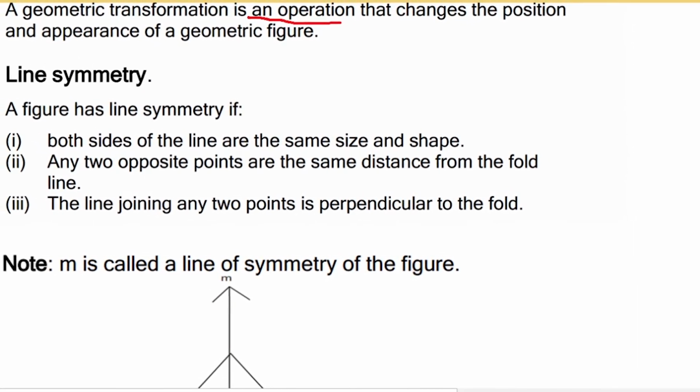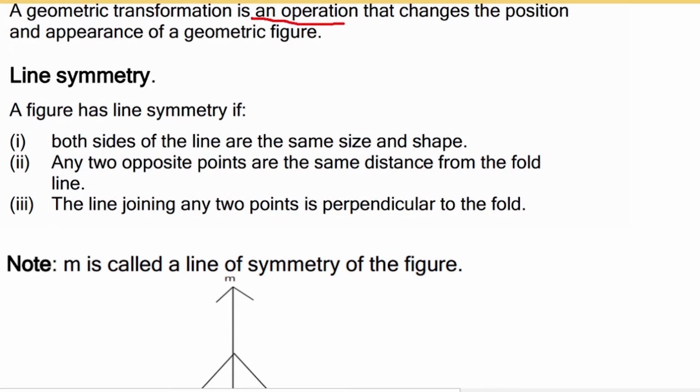So let's talk about line symmetry. A line symmetry or a line of symmetry is simply a line that divides an object into two equal parts. It divides it into two equal parts in such a way that if you fold those two parts, they will fit into each other. Let's say this is a book. If you look at the book, this is the middle of the book right there.